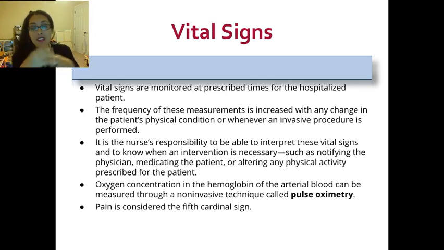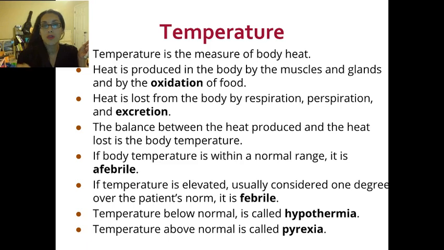And then the fifth sign is pain. We always want to ask about their pain, especially post-procedure, or when you're talking about EMS and you have somebody who has been in some kind of trauma.